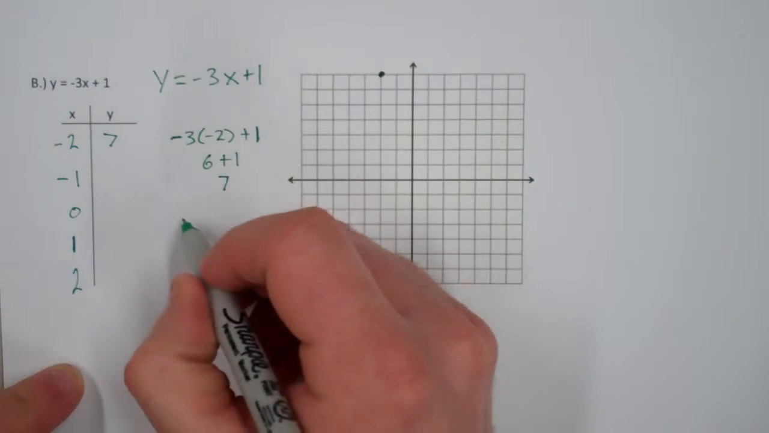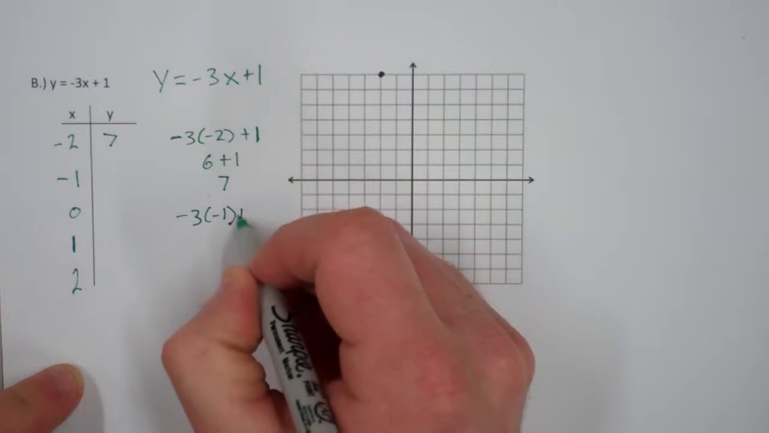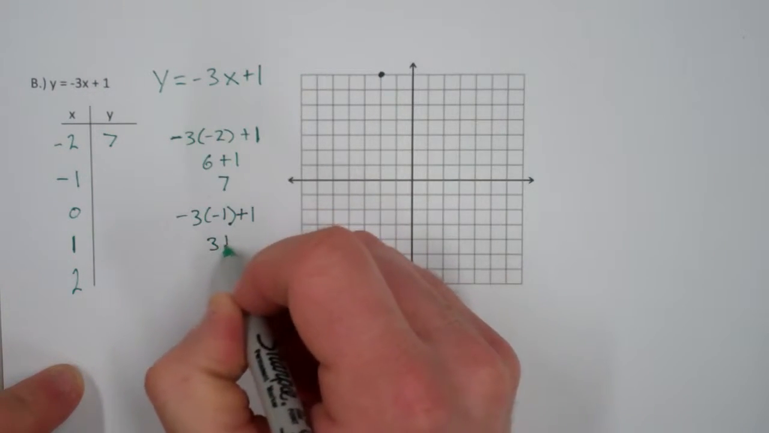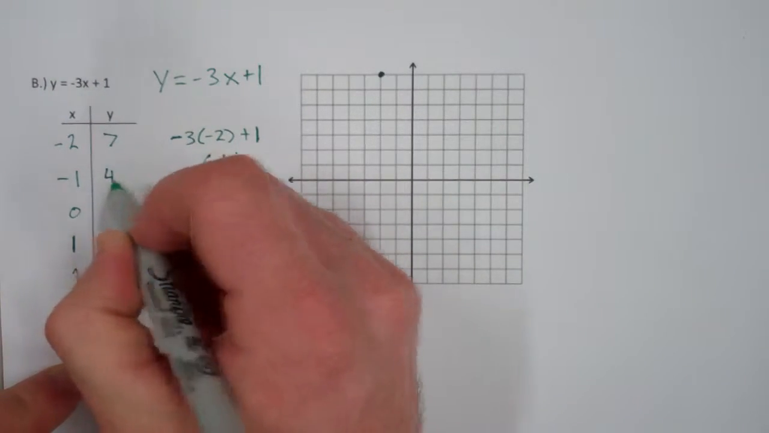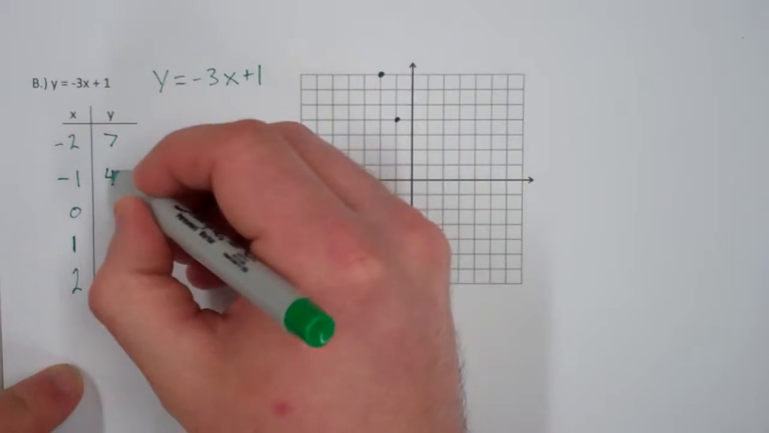Now we've got negative 1 here for x, so we'll do negative 3 times negative 1, and then plus 1. So we've got 3 plus 1, which is 4. So we've got negative 1, 4 here. Alright.